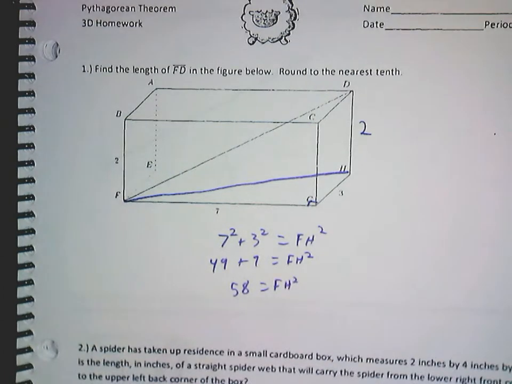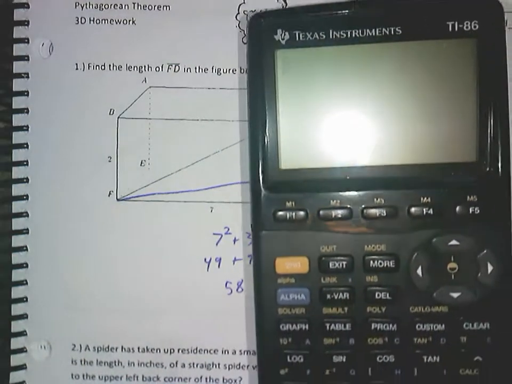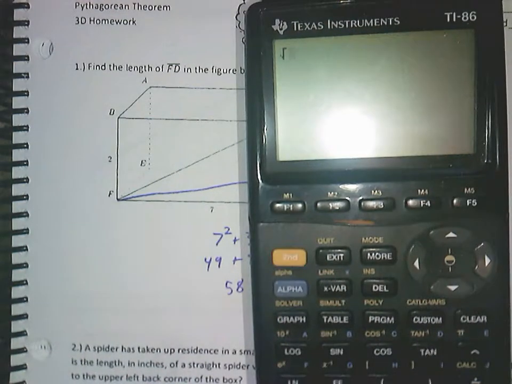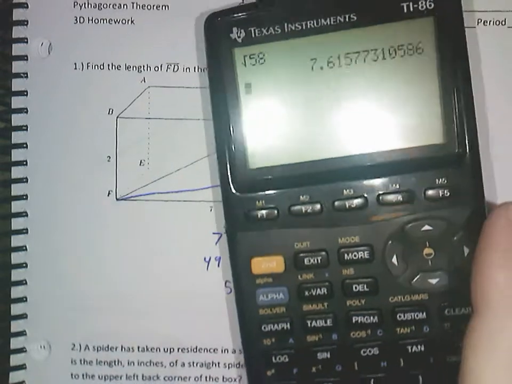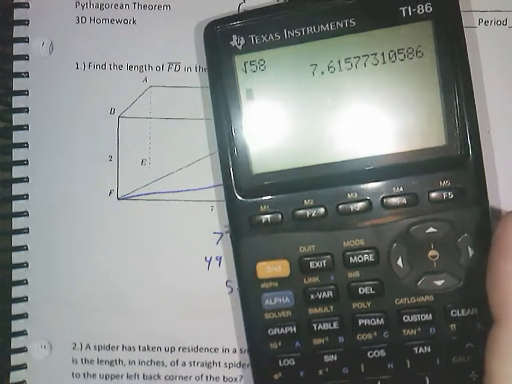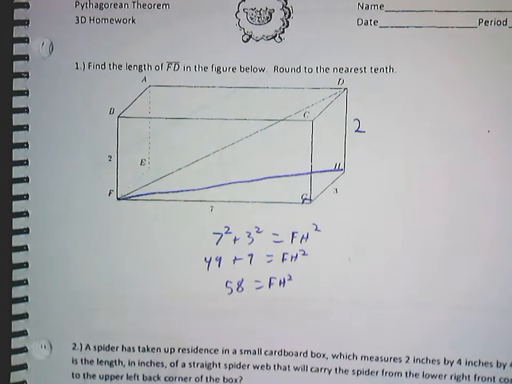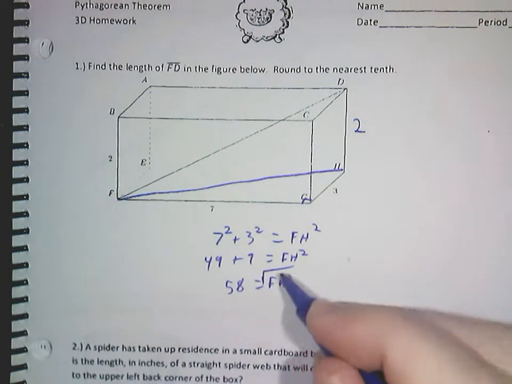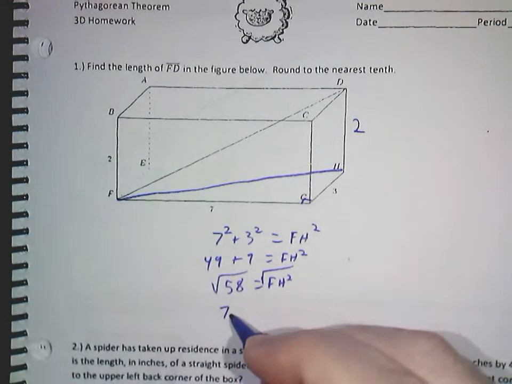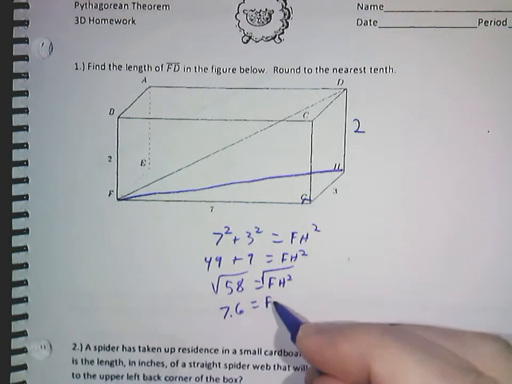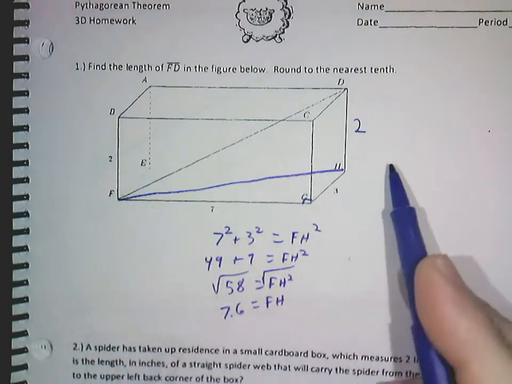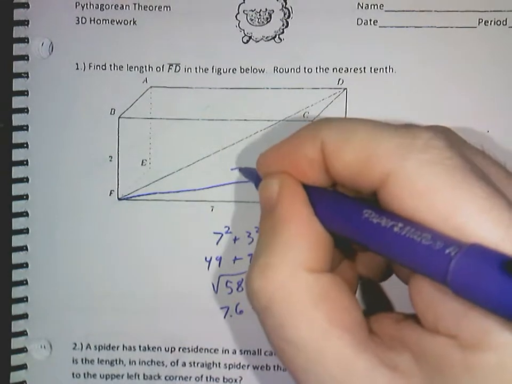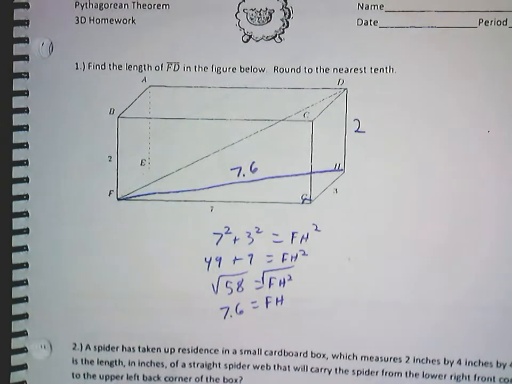Now remember, the last thing we do on every Pythagorean theorem problem is we have to undo all the squaring we just did. So to undo a square, we do our square roots. So the square root of 58 is going to be 7.615, and so on. I'm just going to round that to 7.6. So again, you take the square root, and you get 7.6 is equal to FH. So that's this line right here. This line is going to be 7.6.